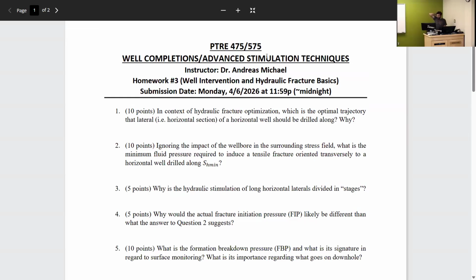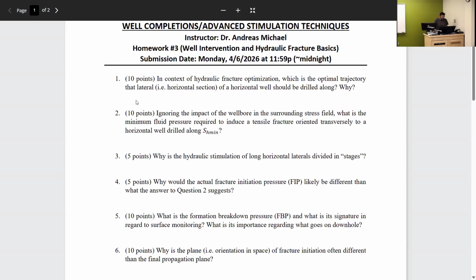Question number 4. By the way, stop me if you have any questions. Why would the actual fracture initiation pressure likely be different than what the answer to question number 2 suggests? I mean, what are you assuming there? Ignoring the impact of the wellbore. So that's kind of important. This is the way you need to think. I'm not saying that this is the answer. I'm saying that's the way you need to think.